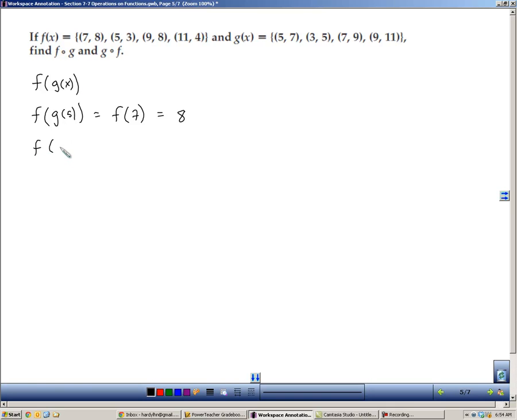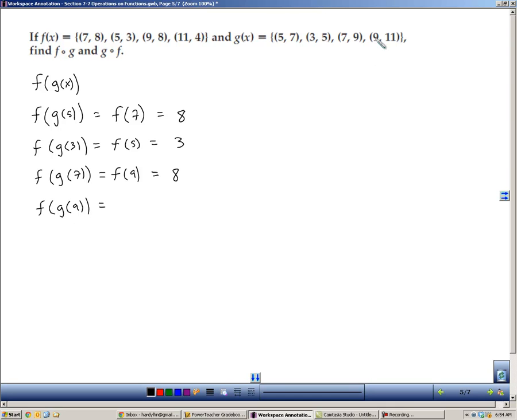We now want to find f of g of 3, because 3 is the next value in the domain. So 3 gives us a 5. So now we want to find f of 5, and f of 5 is 3. So now find f of g of 7. 7 for the domain gives us a 9 for the range. So now we find f of 9, and 9 gives us an 8.